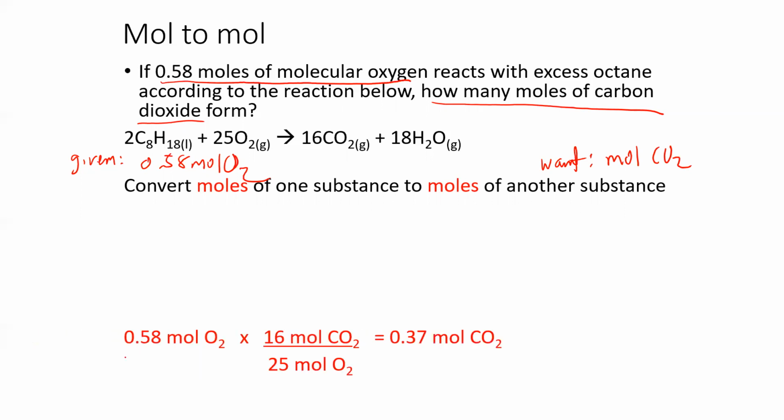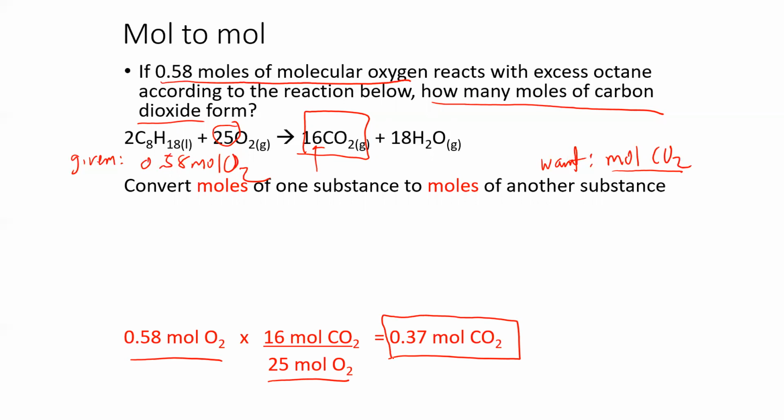Okay. The 0.58 moles of O2, well, I go to the balanced equation and I see there's 25 moles of O2, so I put that on the bottom. And I want to go to where? CO2. So I look in my balanced equation and I see that there's 16 CO2 per 25 moles of O2. So I set up my ratio. I make sure my final answer has the correct sig figs. 0.58 is only 2 because that's a leading zero, so it's 2 sig figs, and it's 0.37 moles of CO2.